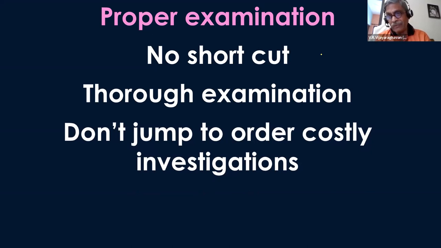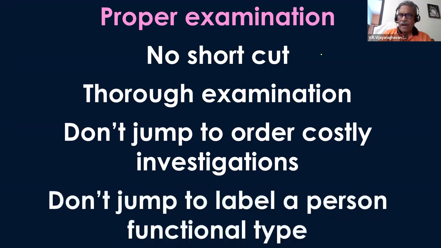And I'll tell you immediately: suppose the patient has come with loss of vision. Don't ask for MRI immediately. Examine him properly, then ask for costly investigations later on. And one more thing I already told you: never make a person a malingerer or functional type from just one examination or one history. Keep on examining again and again, then finally you can come to a conclusion. You can do tests for malingering, that is different.